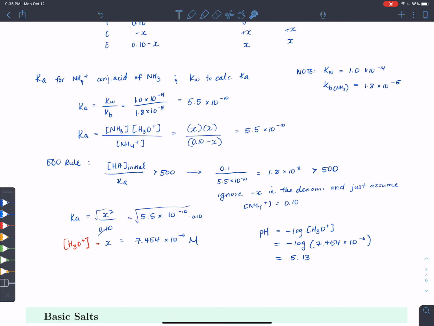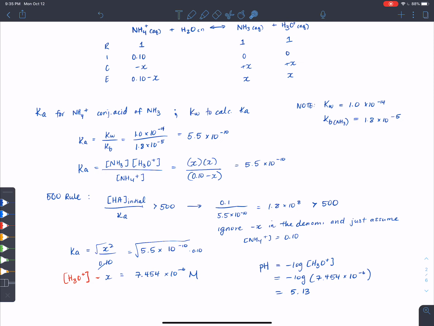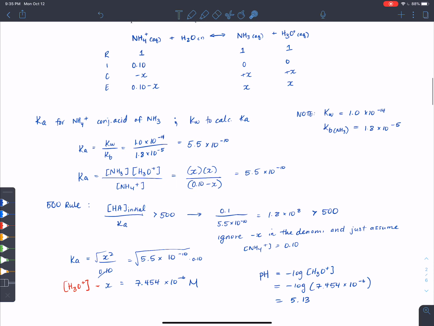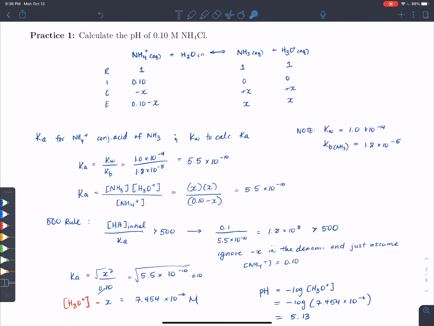So then what this means is that my salt solution of NH4Cl is in fact acidic because it's going to produce hydronium ions. When I calculate using the ionization constant of my acid, I end up getting the concentration of my hydronium ions, and I use that to tell me my pH, and I know that the pH of this salt solution is 5.13, which is acidic. Okay, and so that is how you find the pH of an acidic salt solution.